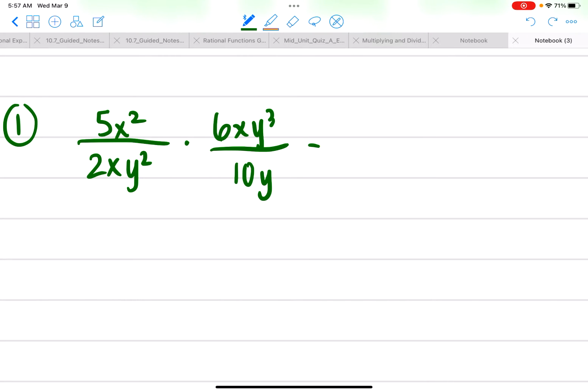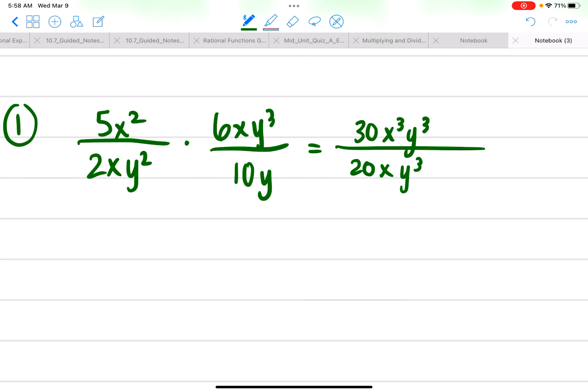So what most people would probably teach on number one is they would say, hey, go ahead and take the top and multiply it across, and then take the bottom numbers and multiply those across, and then cancel things. That's probably the easiest way to do it. So if we do that, we'd have 5 times 6 is 30. You have x squared times x, that would be x cubed. And then you have y cubed on the top there. On the bottom, you have 2 times 10, that would give you 20. And then you have x, and then you have y squared times y, which would give you y cubed.